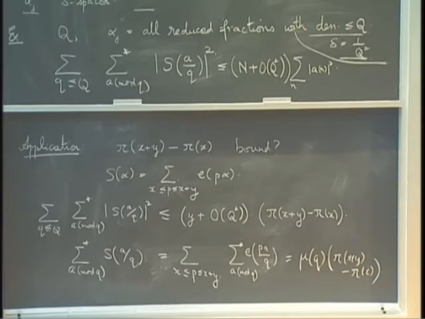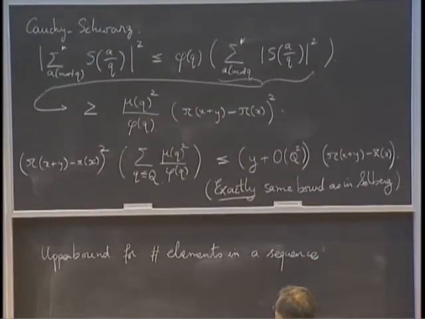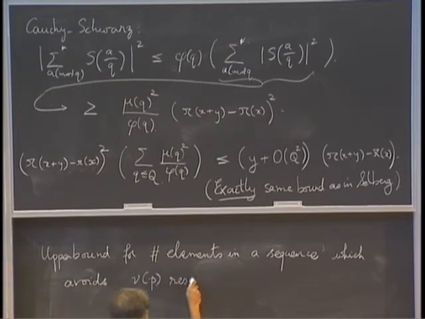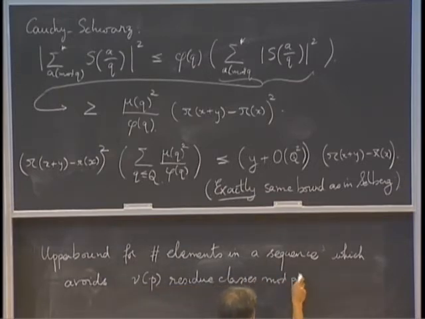for, so a_n being the characteristic function of a sequence, and suppose you're given a sequence which avoids some number nu of p residue classes mod p for each prime p.